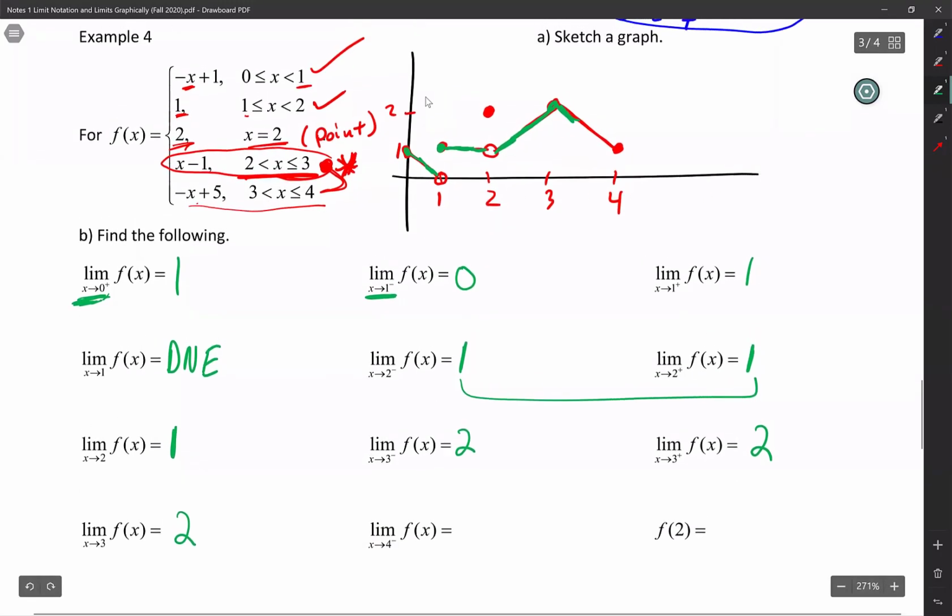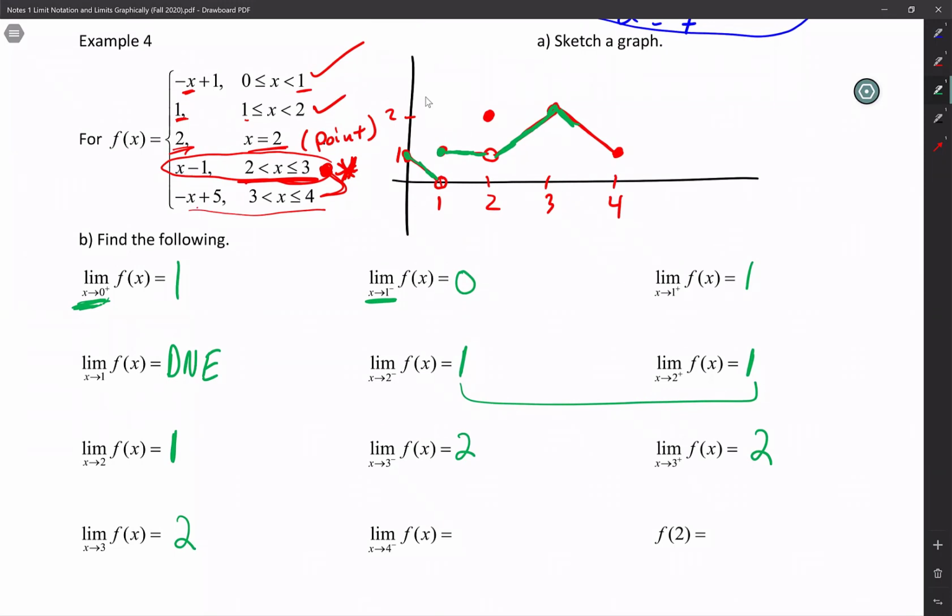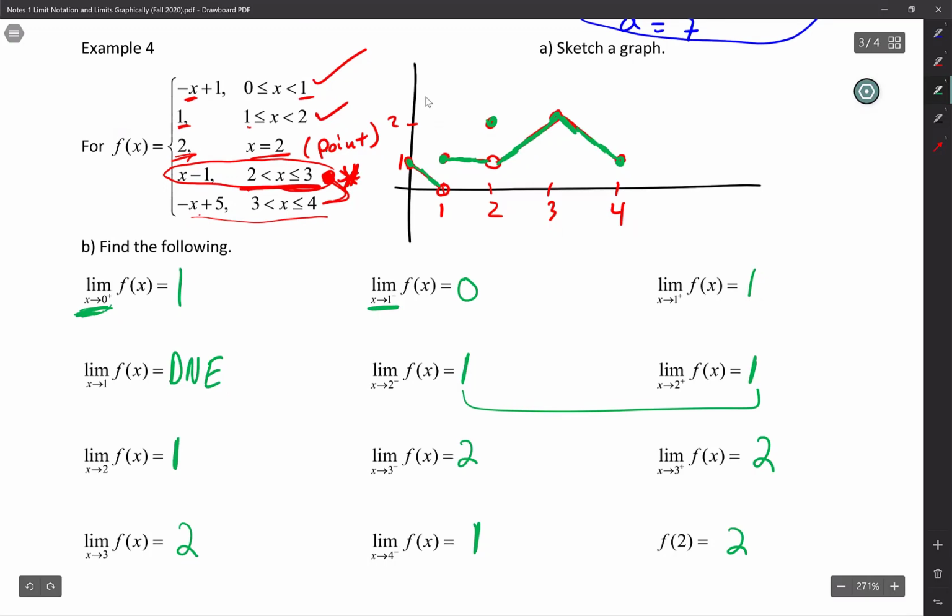Limit as x approaches 4 from the left. That's the only direction you can go. So if I approach 4 from the left, you're approaching 1. And then the last one, you don't see the word limit, it just says f of 2. So that means when x is 2, what is y? Well, when x is 2, the y value is 2. Boom. Done. And that's it.